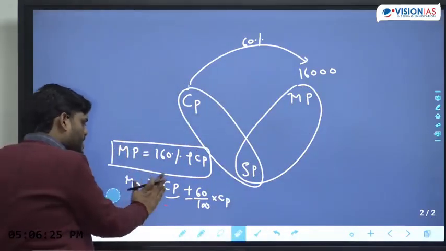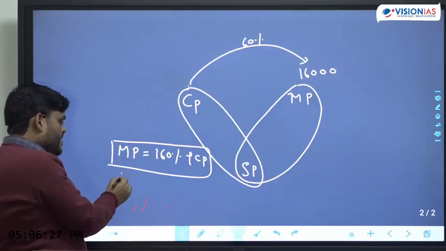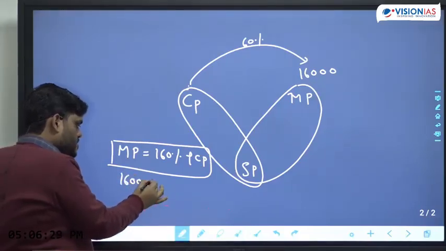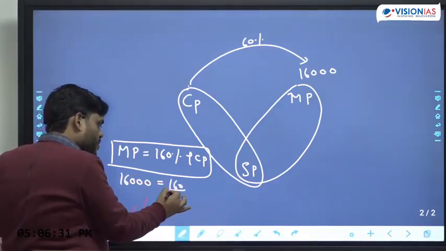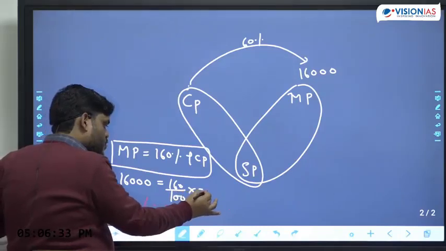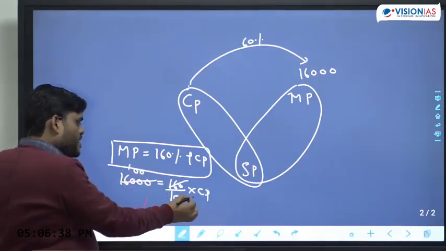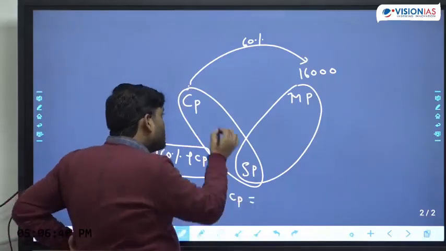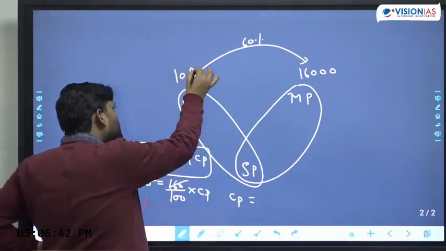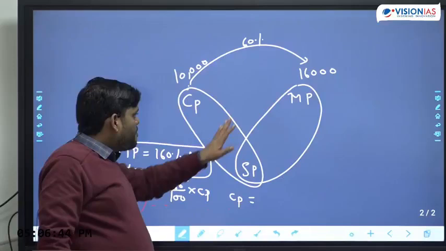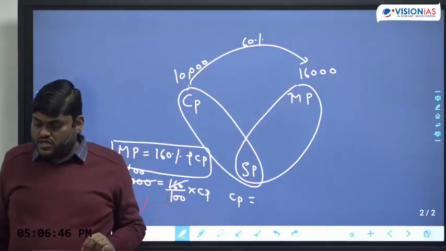So now what is given to us? MP is given as 16,000. 160 upon 100 into CP, 100. So CP becomes 10,000. MP becomes 16,000. Now what is the question?